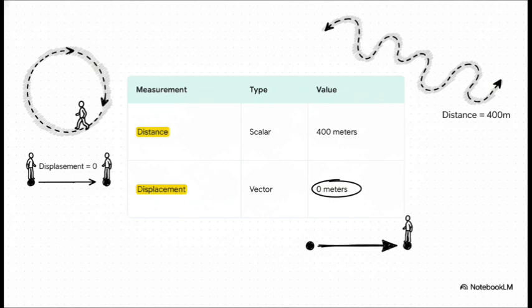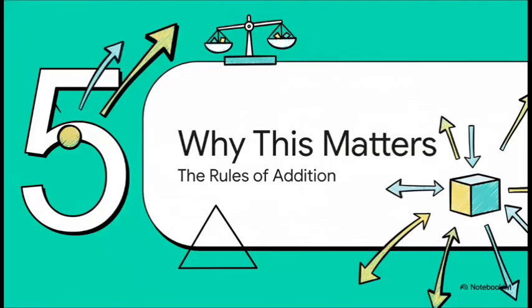And boom! Here's the answer to that riddle from the beginning. The distance you traveled, that's our scalar, is absolutely 400 meters. That's how much track your feet actually covered. But your displacement, that's our vector, is a big fat 0. Why? Because displacement only cares about the straight line from your start point to your end point. And since your start and end points are the exact same spot, you haven't been displaced at all. You literally went nowhere.